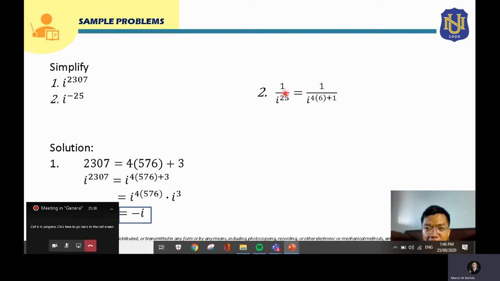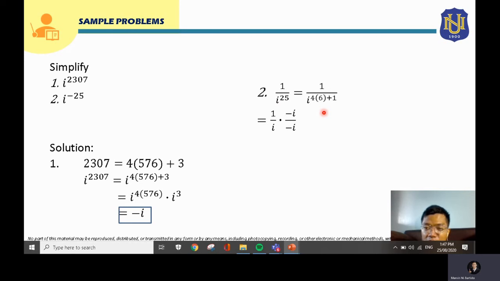So we just divide 25 by 4. Dividing 25 by 4 will give you 6 point something, so there's a remainder again. The remainder is 1, because 4 times 6 is 24. And we know for exponents that when you divide by 4 and the remainder is 1, the value for that is i. So this will become 1 over i.